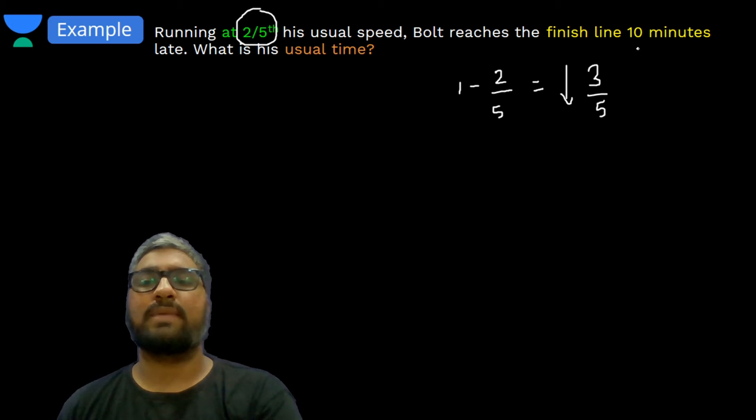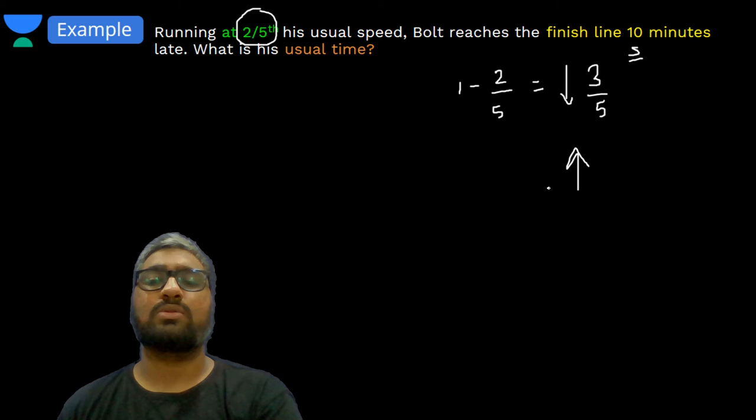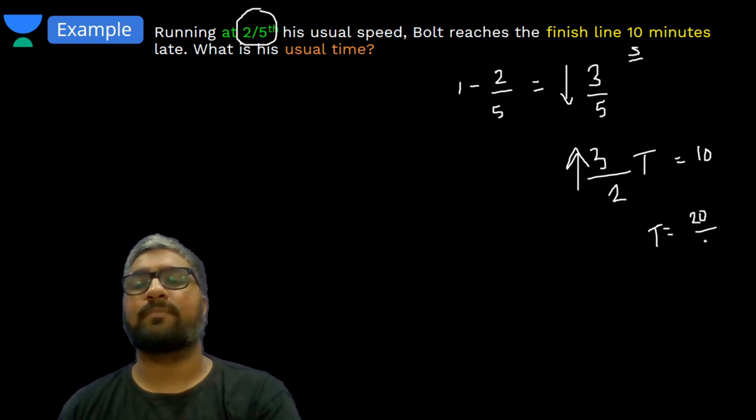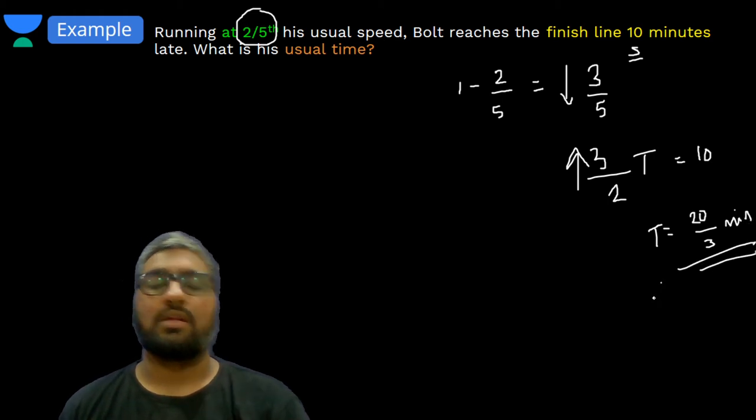So if the speed decreases by 3/5, then what happens to the time? It has to increase. Increase by what? A by N. This is A by N plus A, that is, the numerator is added to this. You have to remove the numerator, which would be 3 by 2. So the time increases by 3 by 2. This increase in time is nothing but this extra 10 minutes that he is taking. So time becomes 20 over 3 minutes. Got it.